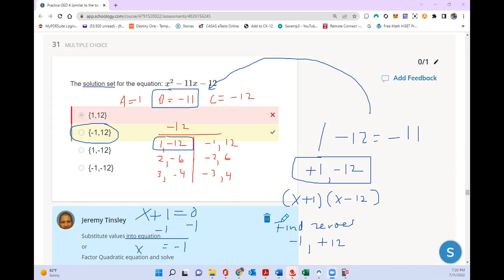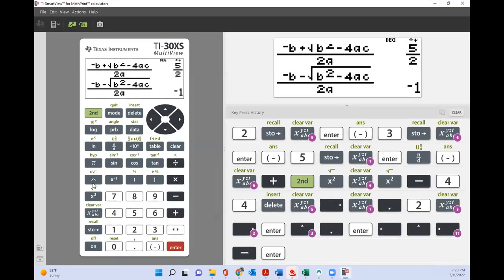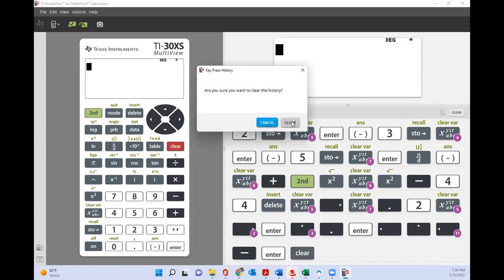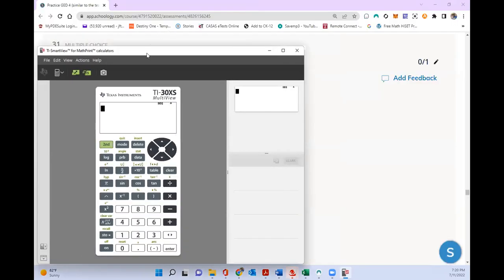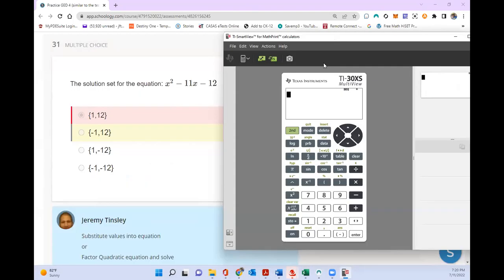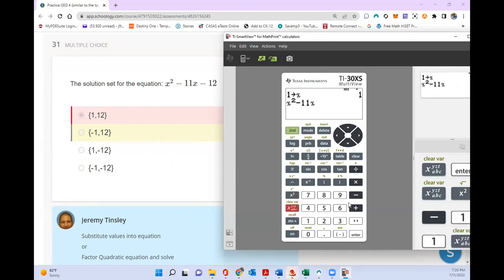Watch this. Let me save it and clear the screen. Let me grab my calculator and clear everything out. Boom. I don't have to waste my time; I can just look at my answers. 1 store x, enter x squared minus 11x minus 12. Do I get 0? No, I don't. So already I know it's no answer with 1 in it.